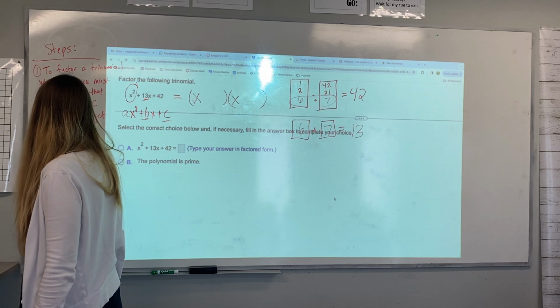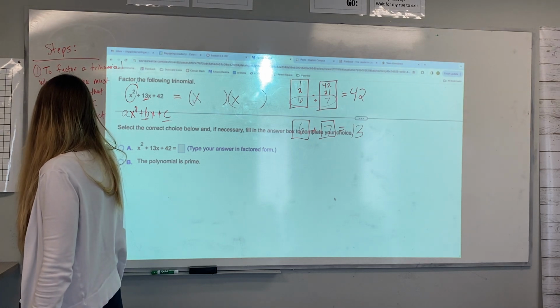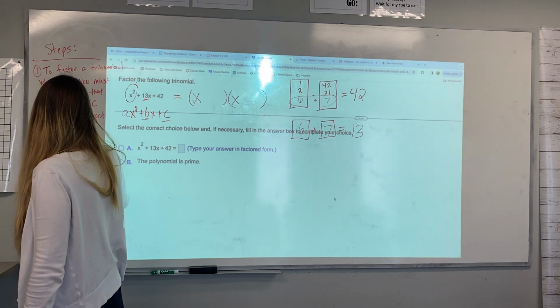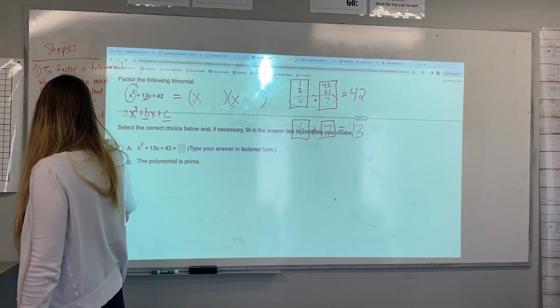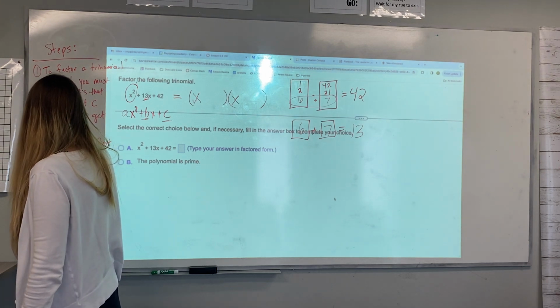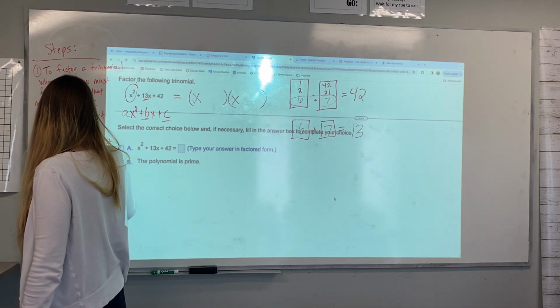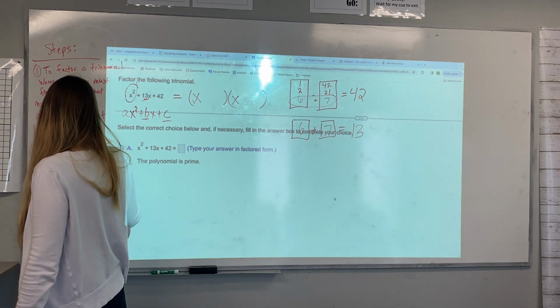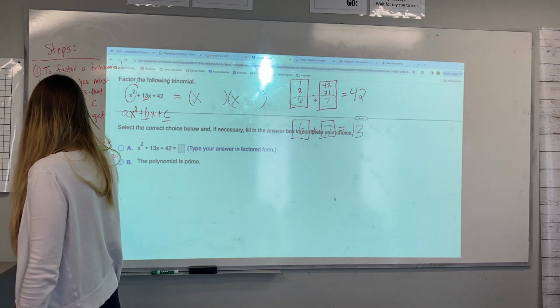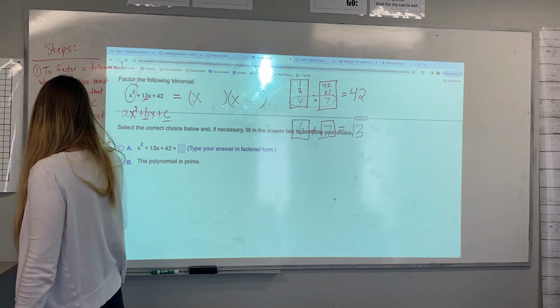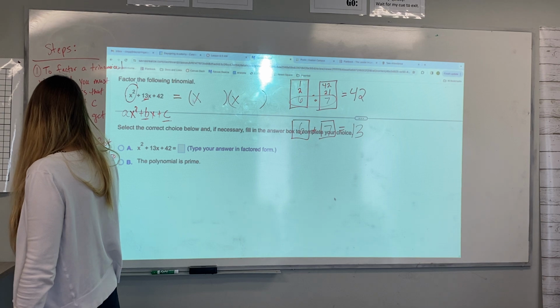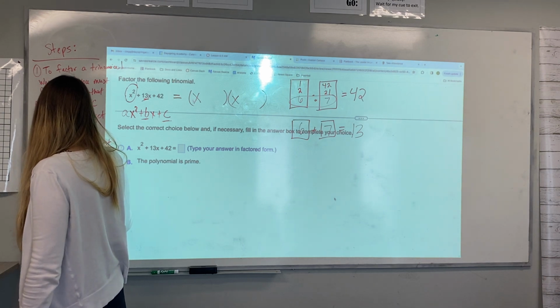I'll say before you do that, before all that, first break up the x squared into x and x in the binomials.